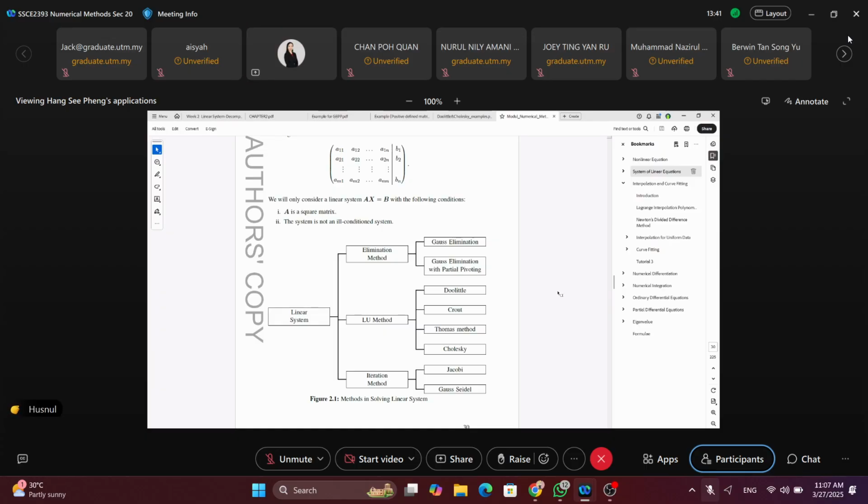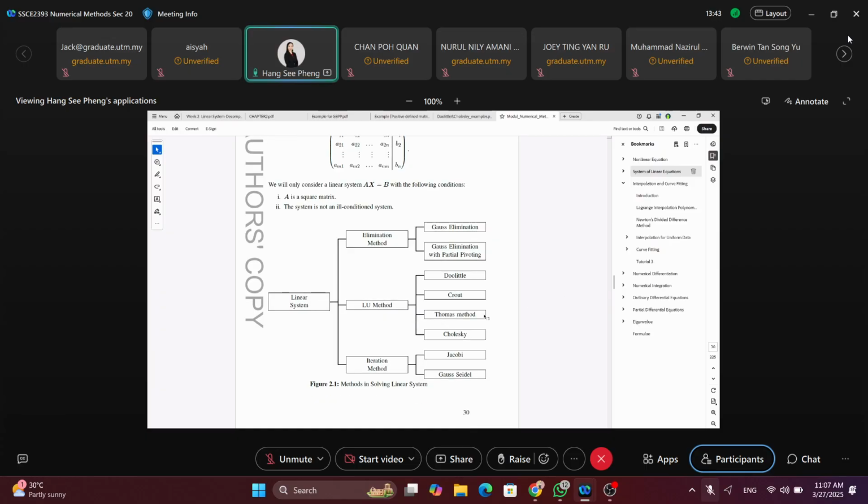Now, we have discussed the elimination method, and we looked at examples on how to solve Gauss elimination and Gauss elimination with partial pivoting. Later on, we will look at an example on how to solve it. Today we will also cover the LU methods, which are Doolittle and Cholesky. So we will look at these three methods.